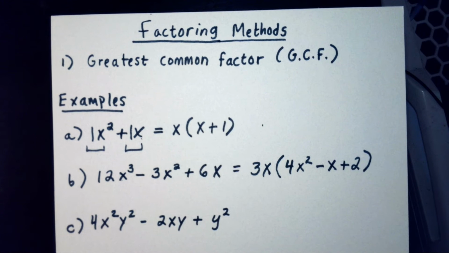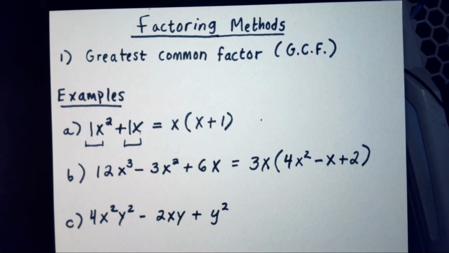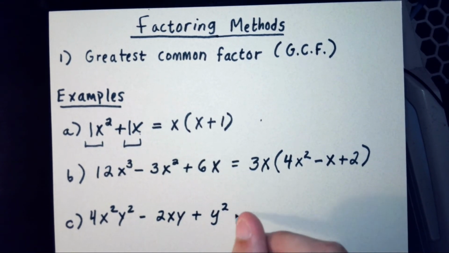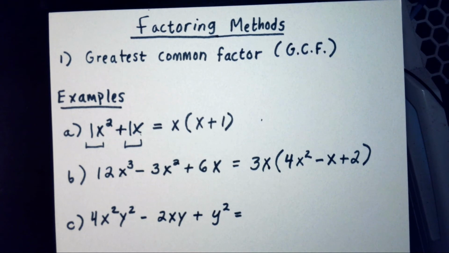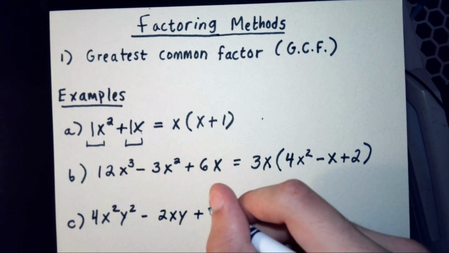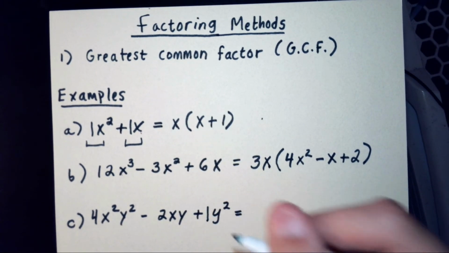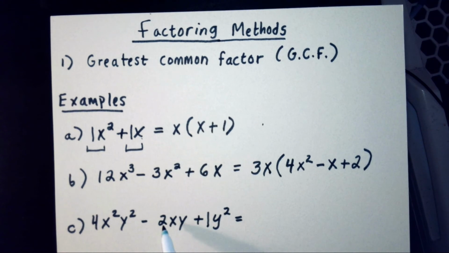This one involves two variables, but just bear in mind you'll use the exact same thought process. So if we're looking at this, we've got 4x squared y squared minus 2xy plus y squared. Well, if I'm looking at all of these terms, I see that there's a 1 right here that I didn't really write, but I'll write it for emphasis now. We see we have 4, -2, and 1 for the coefficients.